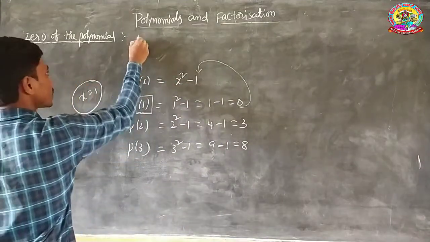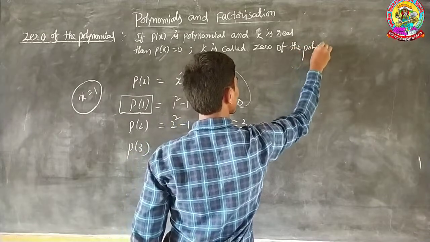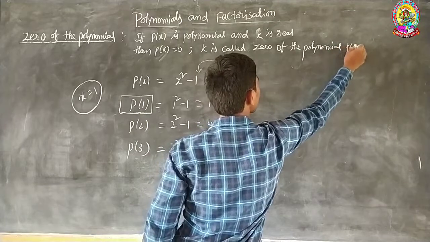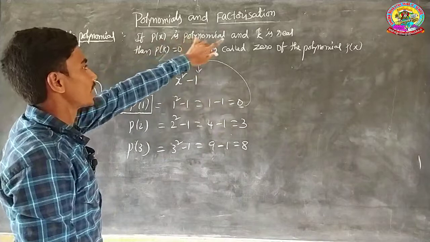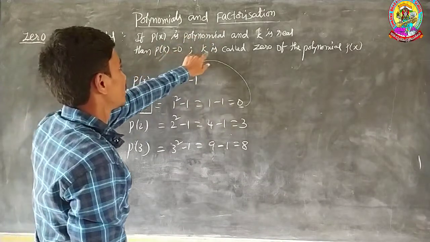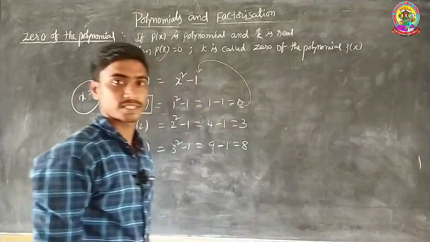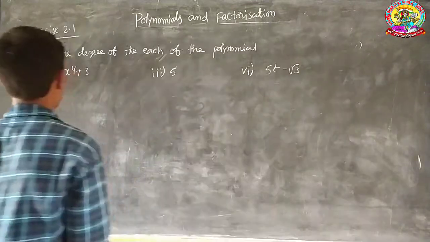The general definition is: if p of x is a polynomial and k is a real number, and p of k is equal to 0, then k is called the 0 of the polynomial p of x. Now with this concept we will do some sums.